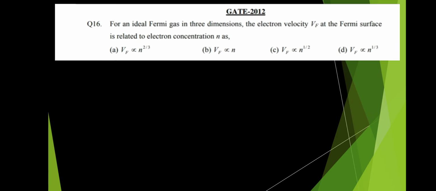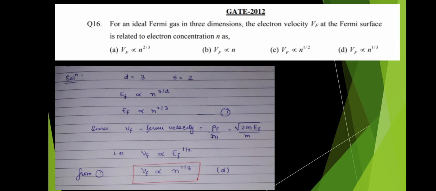The next question is that you have an ideal Fermi gas in 3 dimensions, and you have to find out the dependence of Fermi velocity on electron concentration. So you can also solve it by yourself, pause this video and then see the solution. So we know that here we have three dimensions, right?